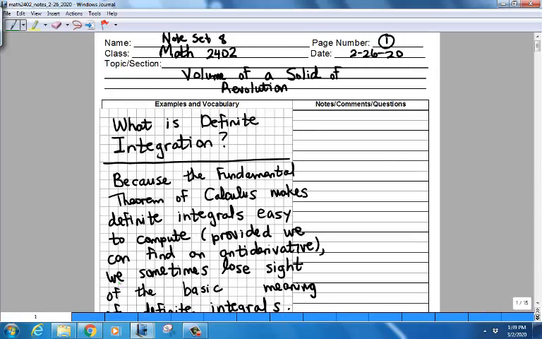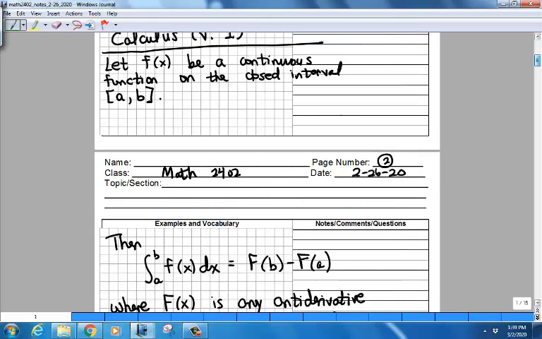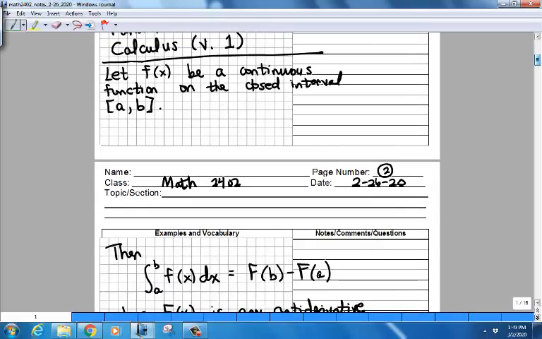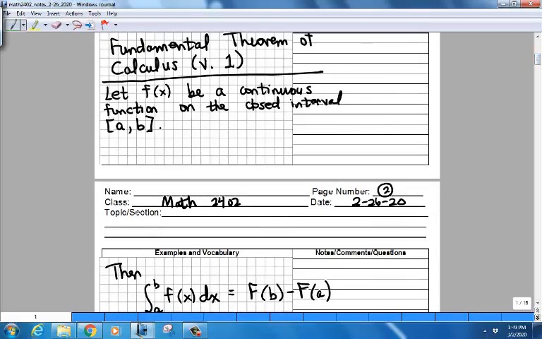Okay, so this is what I promised you earlier. We have to now review a little bit about what we mean by definite integration. That's where you're computing an integral where you have upper and lower bounds on the integral. And when you evaluate it, you get a numerical answer, right? You don't get an antiderivative, but you get a numerical answer, correct? Now, it's the fundamental theorem of calculus that allows us to compute definite integrals easily.